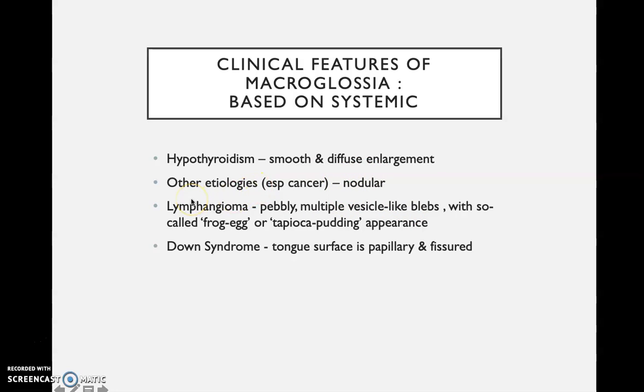And then if it's lymphangioma, usually it will be pebbly. It's more like vesicles, big vesicles, or big blisters. So we usually call it sometimes frog egg or tapioca pudding appearance. If it's Down syndrome, okay, usually the tongue surface will be more papillated and fissured. And it's also a diffuse enlargement.